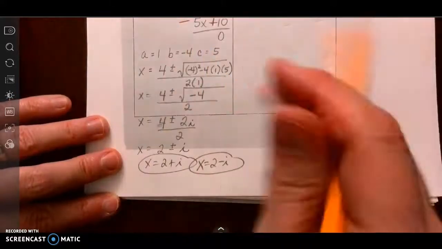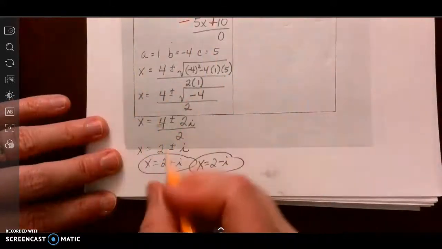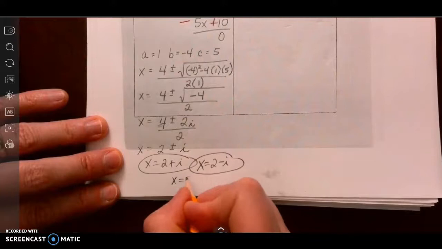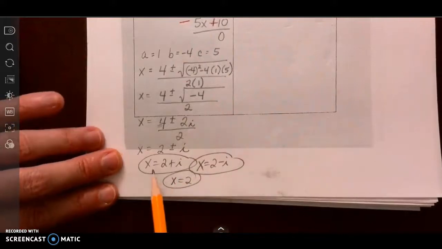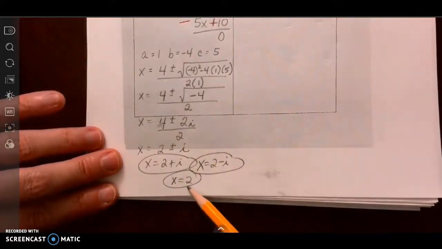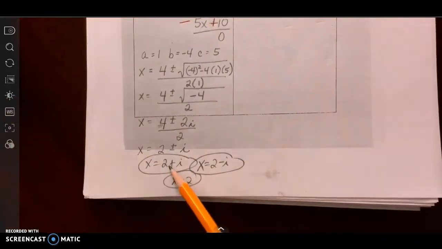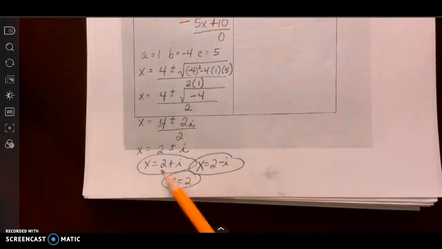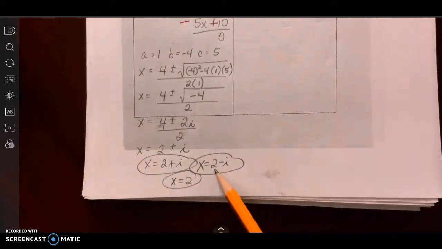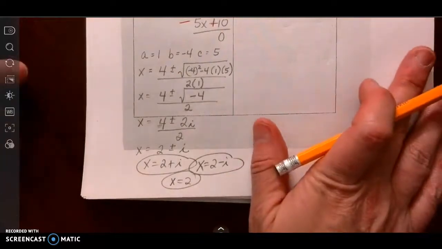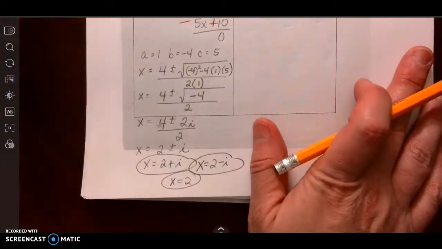And then I had up here in part A, my real zero was x equals 2. So notice, from part A, I have x equals 2. That's my real zero that I saw on the graph. And then these are my two complex zeros that I found using the quadratic formula. Okay? Let's go through another one. I'll just kind of get you started on number 7.